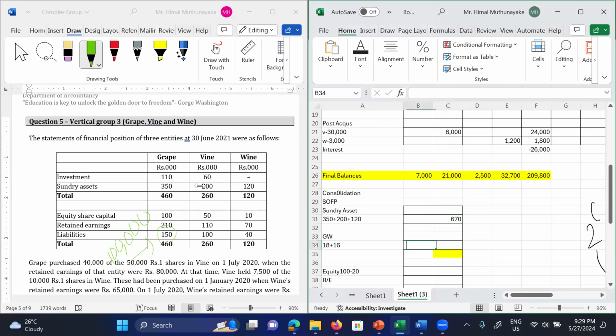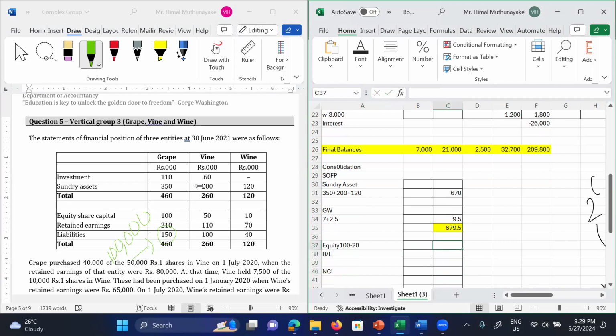So the goodwill, I can get the goodwill 7 plus 2,500, right? So that means 9,500, I think. Yes. 9,500, 9.5. I'm working with thousands, right? So the total would be this much. And the equity will become 80 because I have to deduct 20 from the equity, because 20 is showing the liability characteristics. So I'm removing the 20 from the equity, right? And the retained earnings, you can get the balance directly.